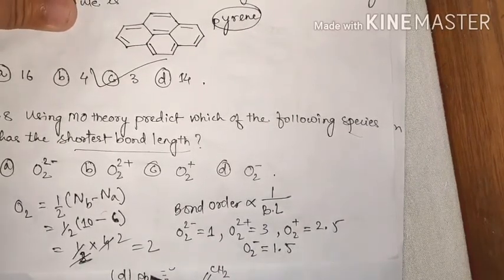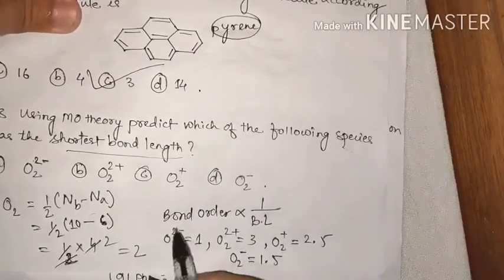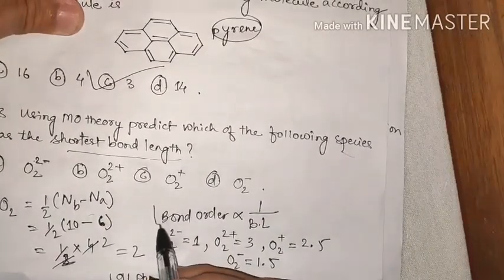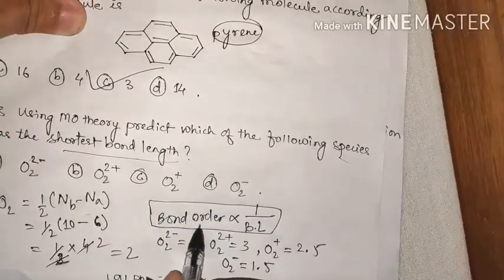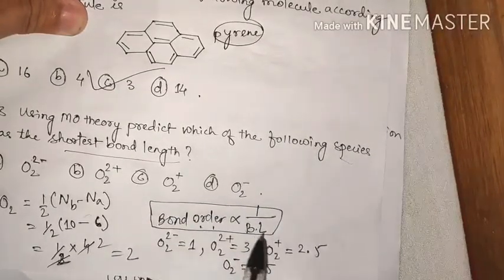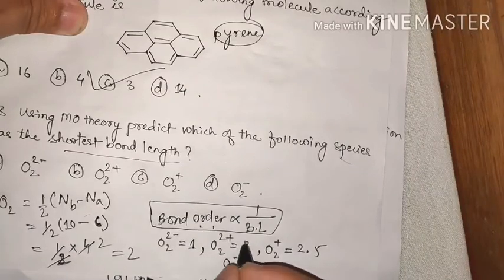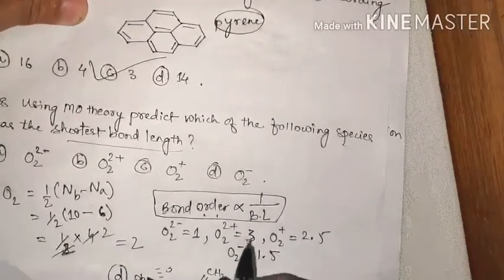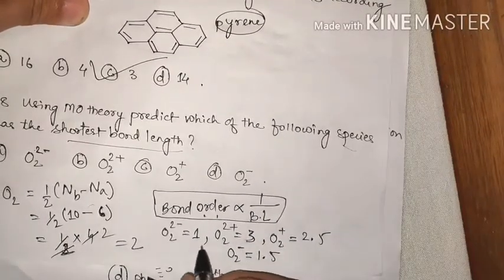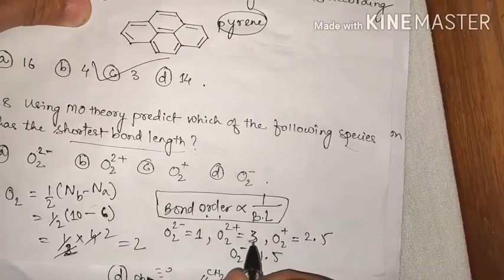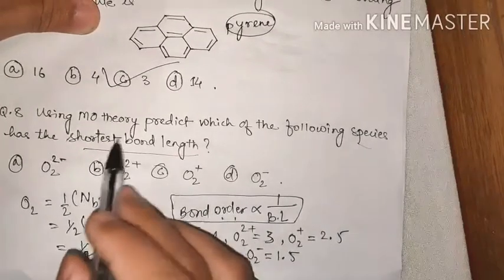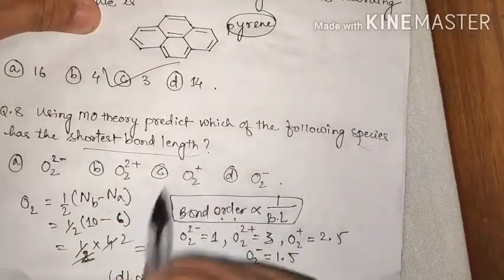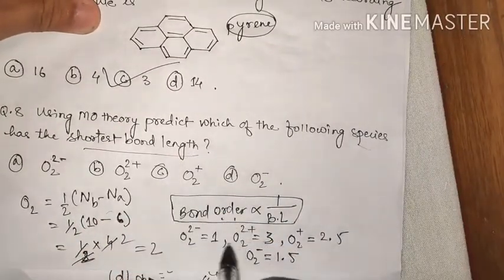Okay, so I told you that bond order is inversely proportional to bond length. Whose bond order is more, that bond length will be short. O2 2+ has bond order 3. If it is 3, that means highest. So it will have the shortest bond length. Here we have to find the shortest bond length, so the shortest bond length will be O2 2+, option B.